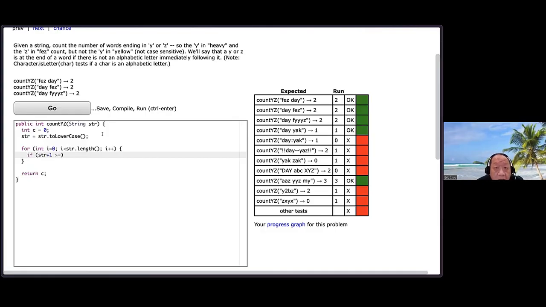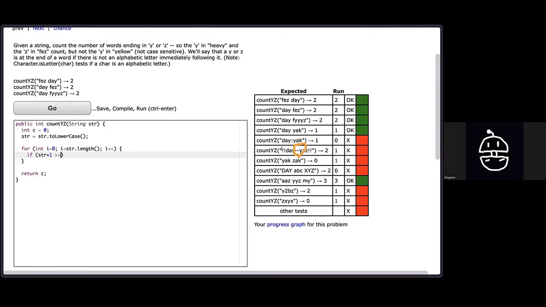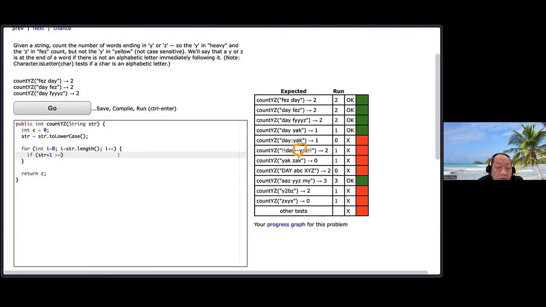So here, how are you going to deal with these symbols? Let's assume that, what are you going to do with the symbols? I'm just gonna check, so like if it's a character and the next character is not a letter, then it's the last letter of the word. And I'll check if it's Y or Z. That's okay, but that's not really easy.